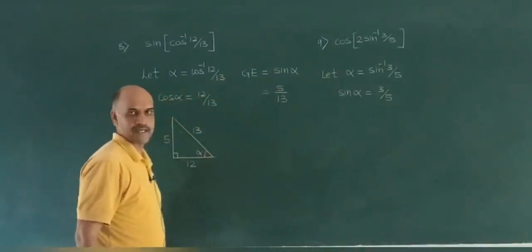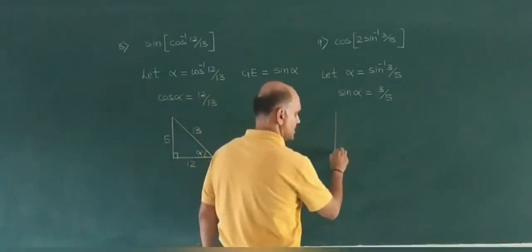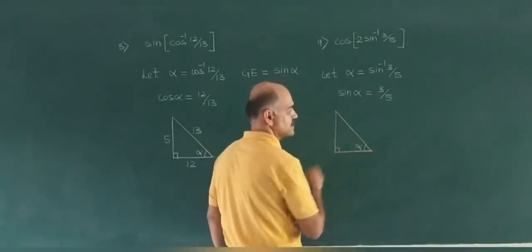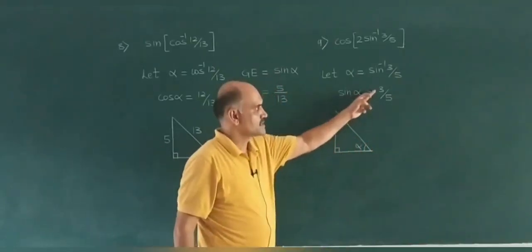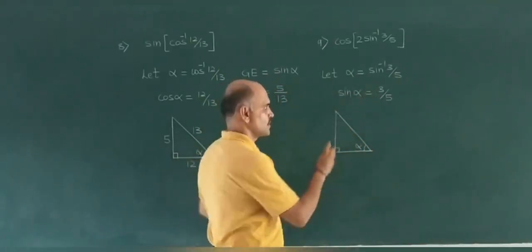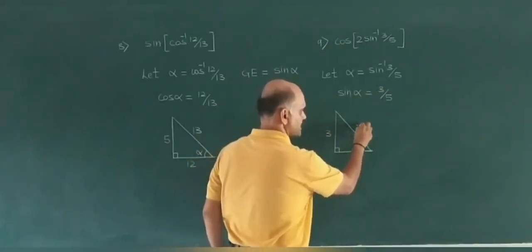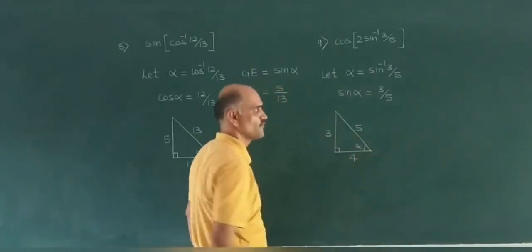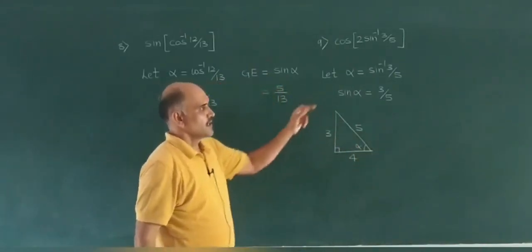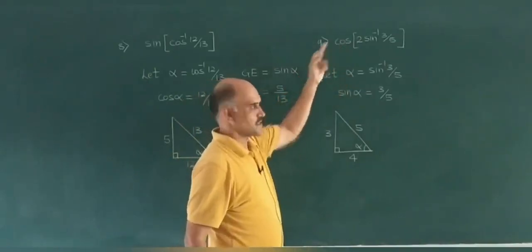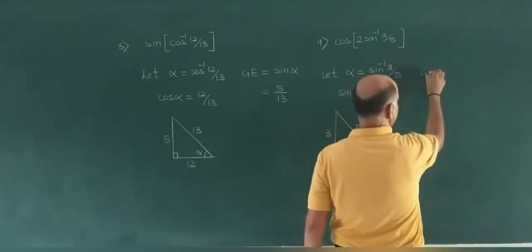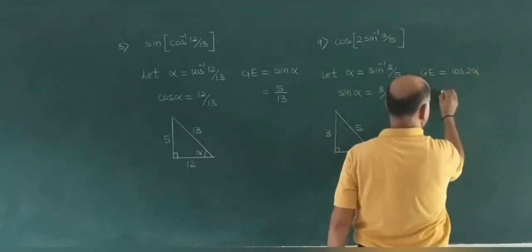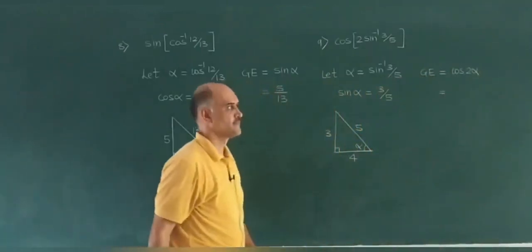Again draw a right angled triangle, with angle alpha. So sin alpha is opposite by hypotenuse. So opposite is 3, hypotenuse is 5. So again apply Pythagoras theorem, base you will get it as 4. Now substitute this alpha in given expression. So given expression is cos 2 alpha.